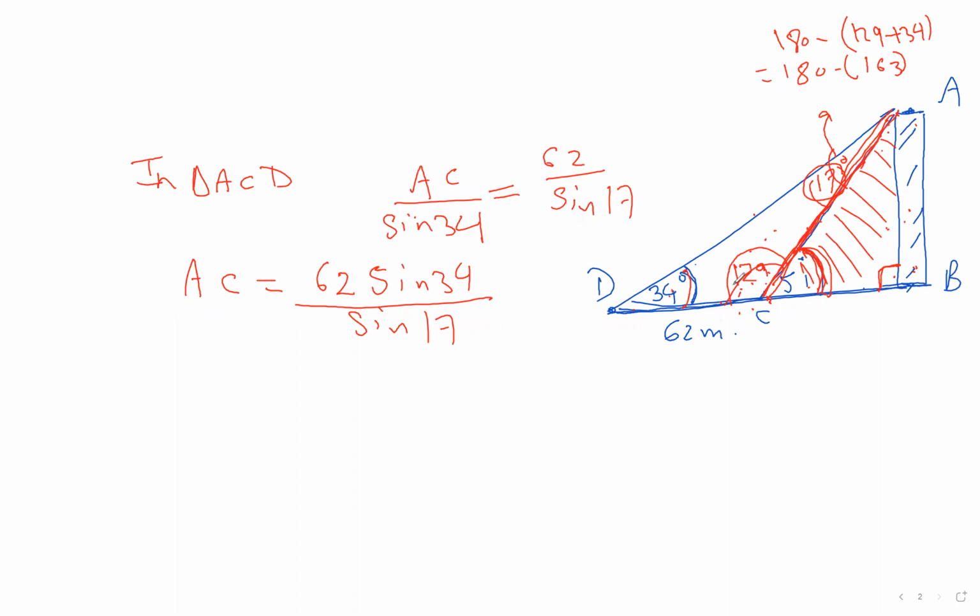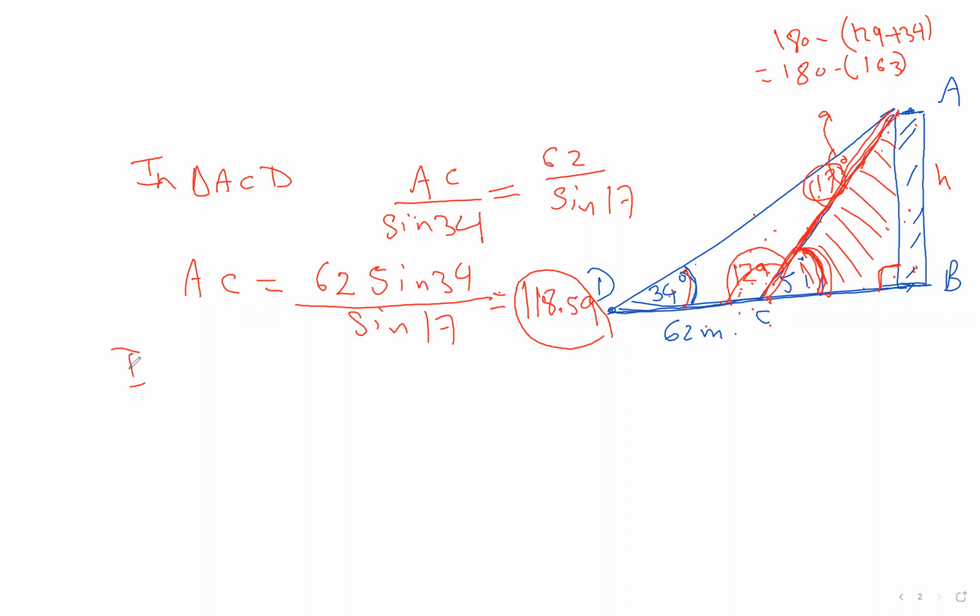So in this triangle, 62 over sine 17 equals AC over sine 34. And now we can find AC. What is the length of AC by using this calculation? 118.59. So 118.59 is the length of AC. So you can find the height of the tower.